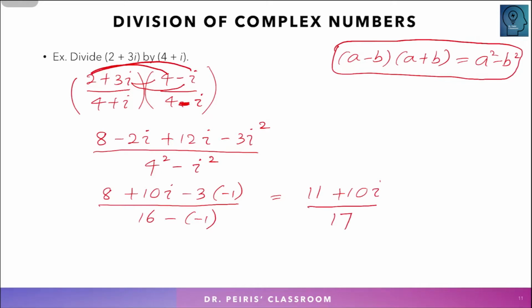So you can write this in the standard form. You divide each term in the numerator by 17. So 11 over 17 plus 10 over 17 i. So this is the standard form. So this is how you divide complex numbers. Let's see the next example.